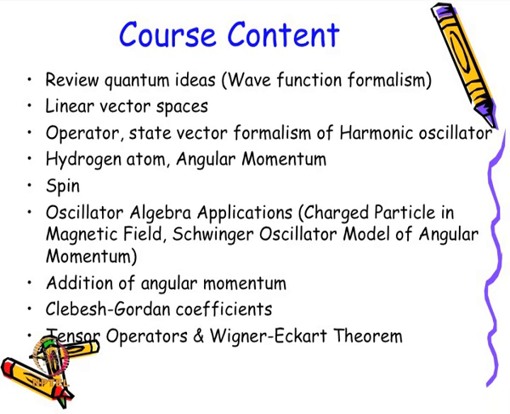I want to take you slowly from what you have learnt in your first year into the second year first course, quantum mechanics. So, there will be a review of quantum ideas, then linear vector spaces, operators, state vector formalism of harmonic oscillators. I am going to concentrate on hydrogen atom, angular momentum, then the concept of spin, addition of angular momentum, how does one add two angular momenta. Then these things will force us to introduce a coefficient called the Clebsch-Gordan coefficient. So, we will spend some time looking at these aspects. Okay, so these are the main things which will be done. There will be some miscellaneous topics.